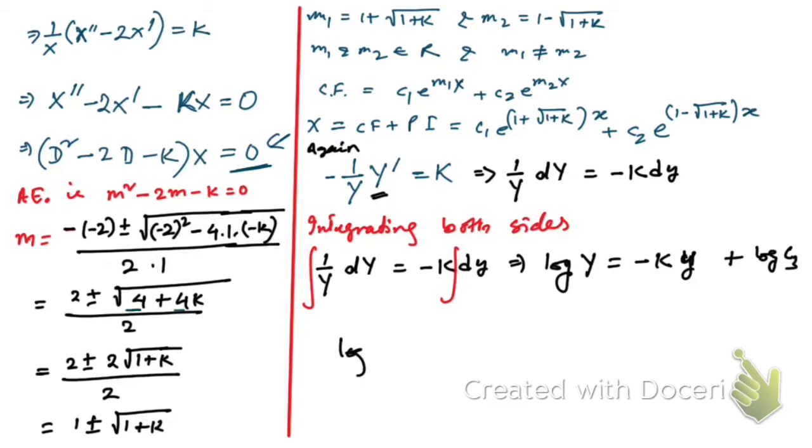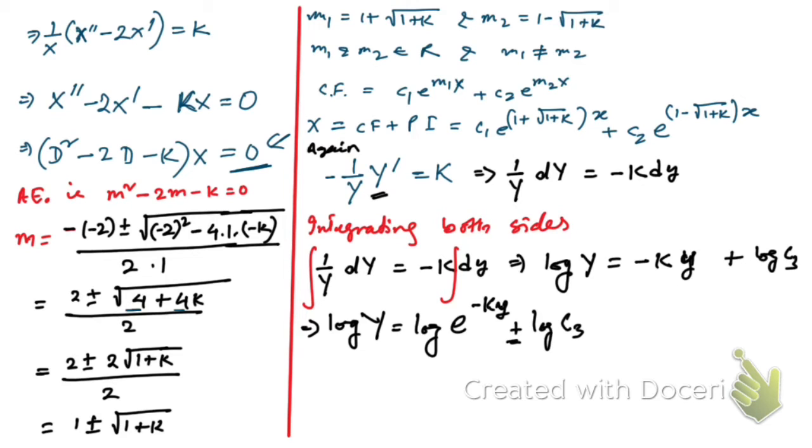Now remember, log of e to the power x, where base is e, is x only. So that's why this term can be written as log of e to the power minus ky. That's going to be helpful for simplification of this equation. That's why we're going to write it that way. So that's what we're going to do here. Log of capital Y is equal to log of e to the power minus k small y plus log of c3.